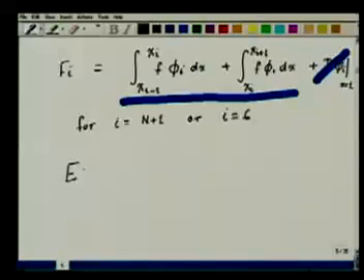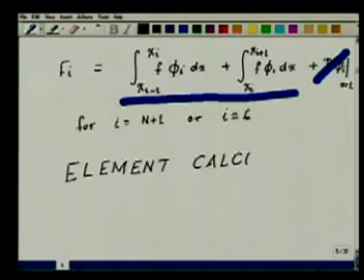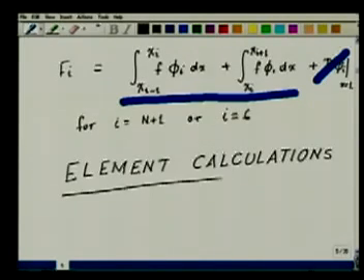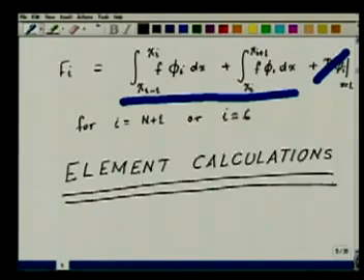So let us now go to a very important part of the finite element method, which is called the element calculations. So for these element calculations, what do we do? So let us draw certain pictures. In finite elements, one has to draw pictures. There is no way out. So let us look.